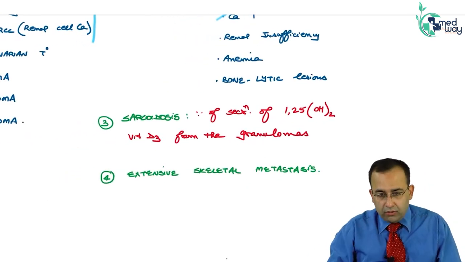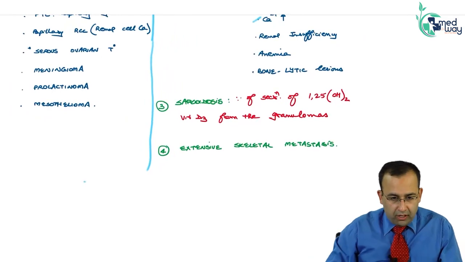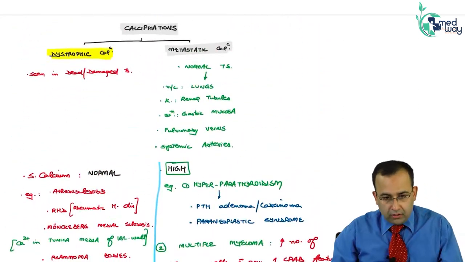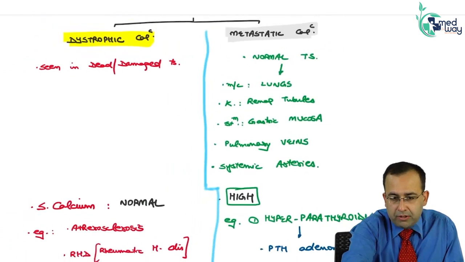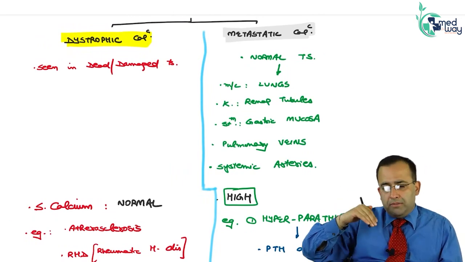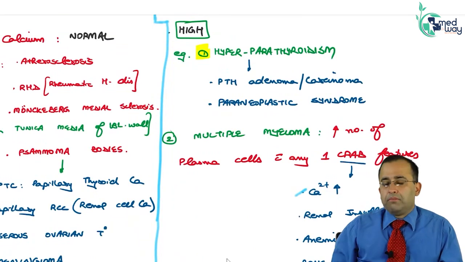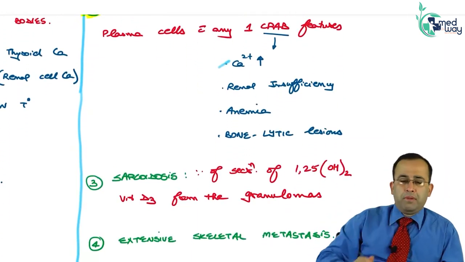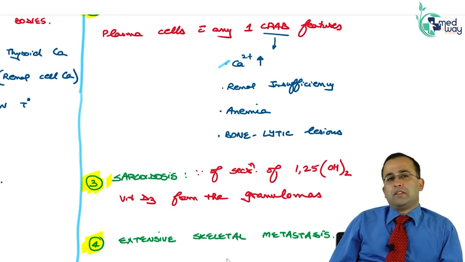These were the types of calcifications. So I can divide calcifications into two types. Dystrophic versus metastatic. Dystrophic calcification was seen in dead or damaged tissue versus metastatic normal. Normal tissue में क्यों deposit हो रहा था? Because serum calcium was high. So what are the causes of metastatic calcification? Hyperparathyroidism, parathyroid hormone, multiple myeloma, that is increased number of plasma cells with any one graft features, sarcoidosis, granulomatous lung disease, and extensive skeletal metastasis.